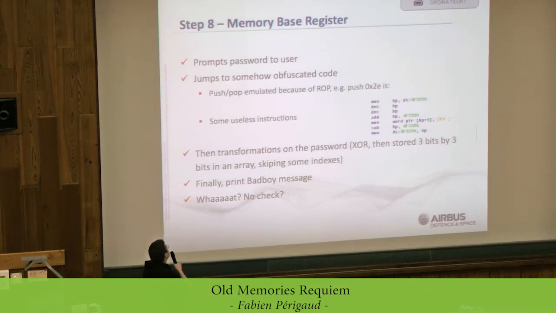After this code, we can see some transformations on the password entered by the user. It's first XORed, then it's stored 3 bits by 3 bits in an array, and it skips some indexes in the array in which there are already some values. And finally, it prints the bad boy message, so telling us that we lose. So, well, that's a bit weird because there hasn't been any check on the password.